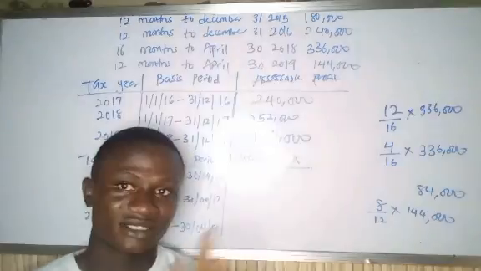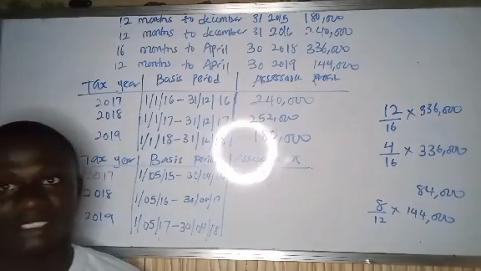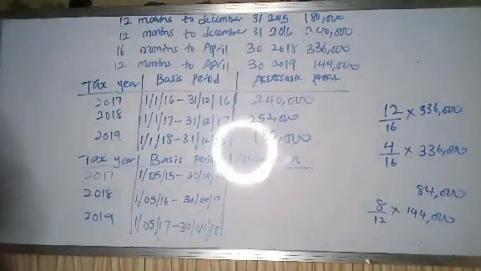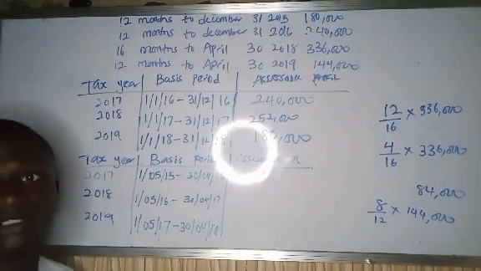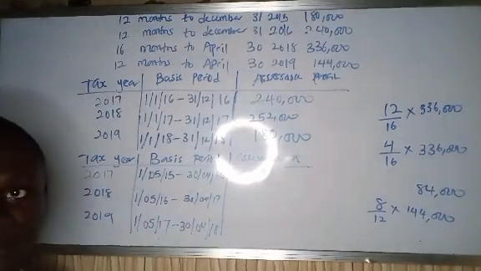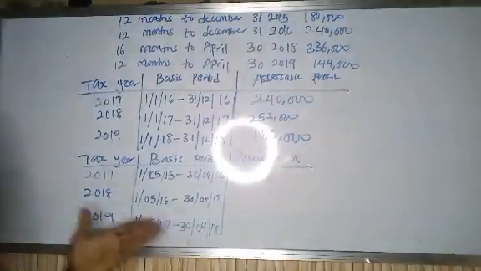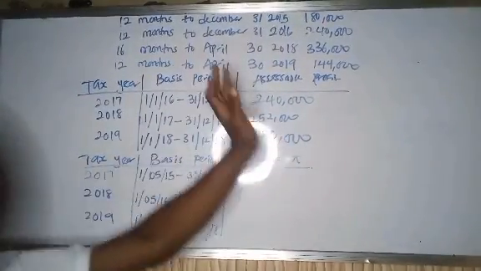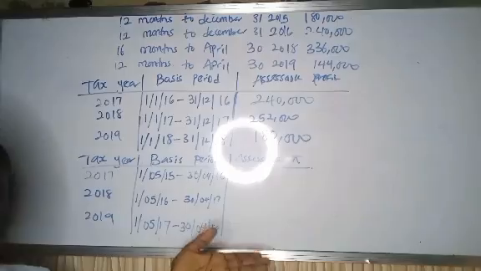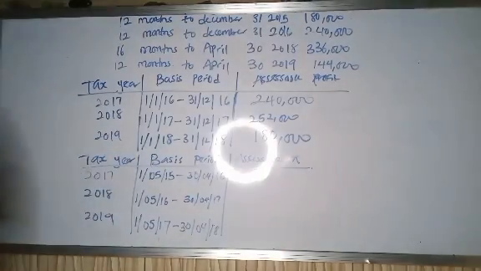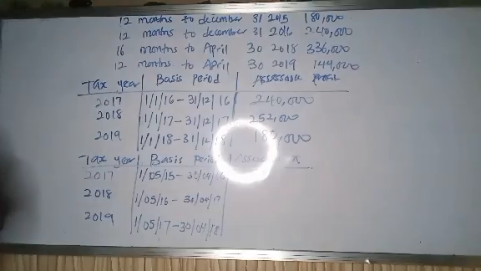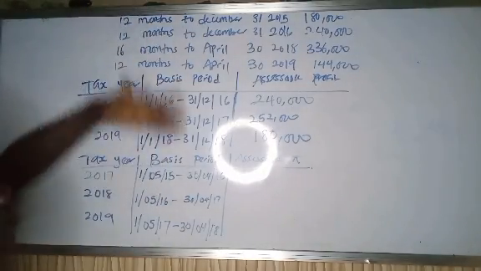If you don't understand, kindly reverse, take it back a little to get the explanation better. So let's look at how we are going to calculate the assessable profit for the new accounting year. This was according to the old accounting year. Now, according to the new accounting year, we have 1st of May of 2015. Which of these months does 1st of May 2015 fall in?